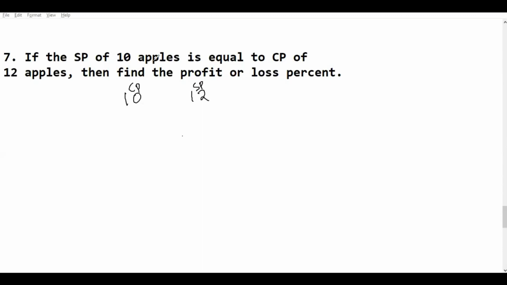How to figure out cost price? Simple. When you are in profit, your cost price is less. When you are in loss, your cost price is more. Now, what is the difference? The difference is only the profit or loss.